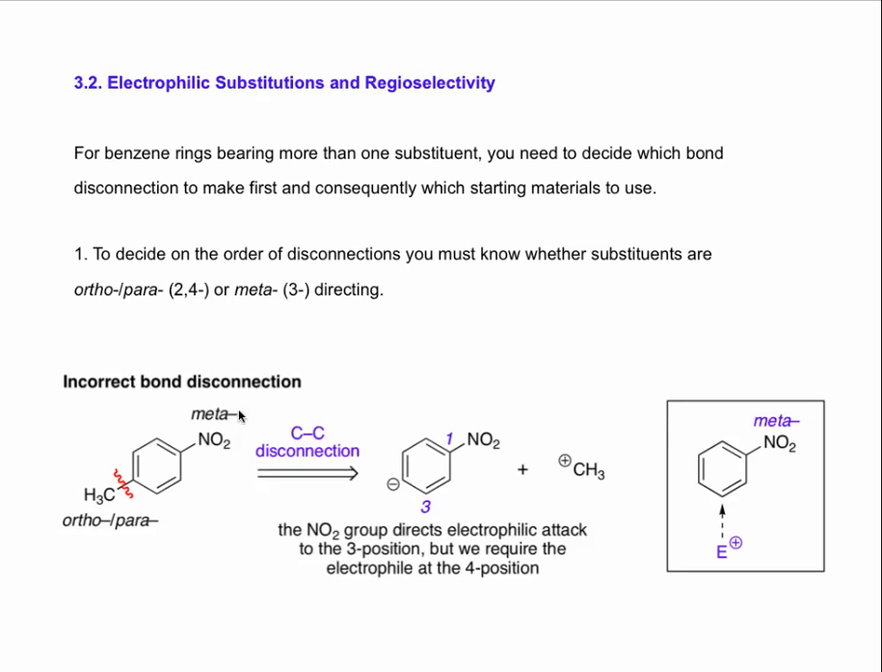Here's my target molecule with a methyl group and a nitro group with a 1,4 relationship. If we now disconnect the carbon-carbon bond, put the minus on the ring and the plus on the methyl group, we now look at the forward reaction, and what we're looking at is methylation of what would be nitrobenzene. And as shown in the box here, the nitro group is a meta-director, so the substituent, the electrophilic group, would be introduced at the 3 position with regards to the nitro group. So that's an incorrect bond disconnection.